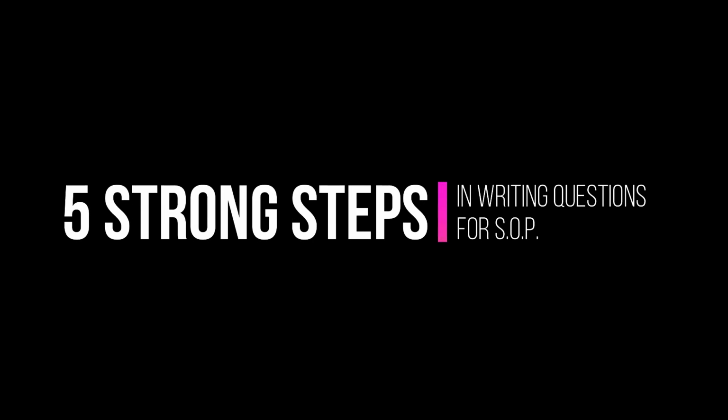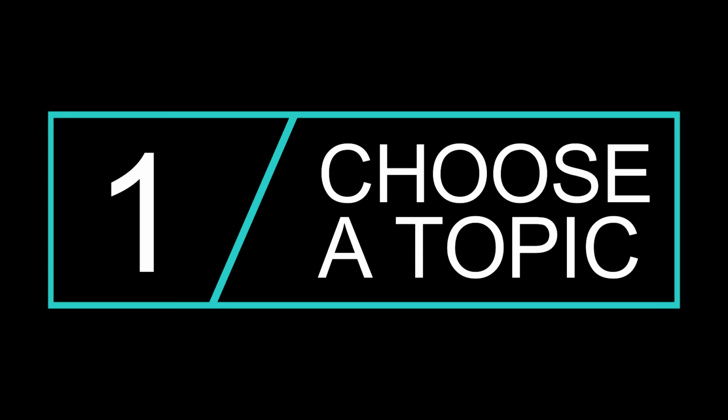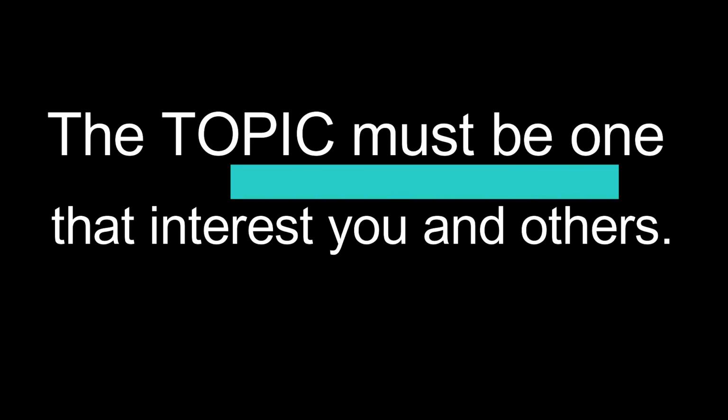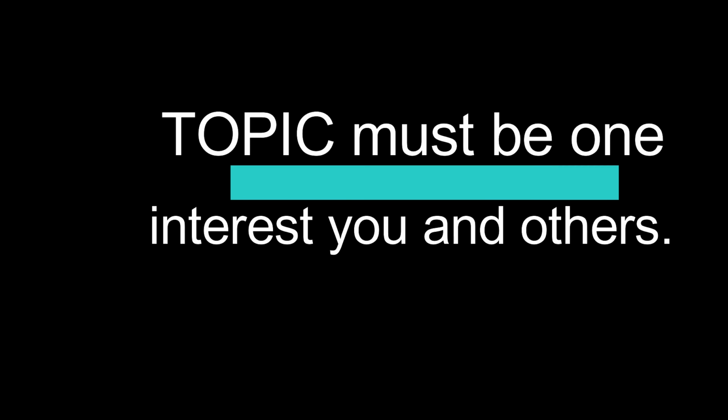Now let's discuss the five strong steps that you need to consider in writing an effective question for your SOP. The first one is, of course, you have to choose a topic. Ensure that you choose a topic that really sparks not only your interest, but also other people's interest. That's a test that the topic will be of great value.